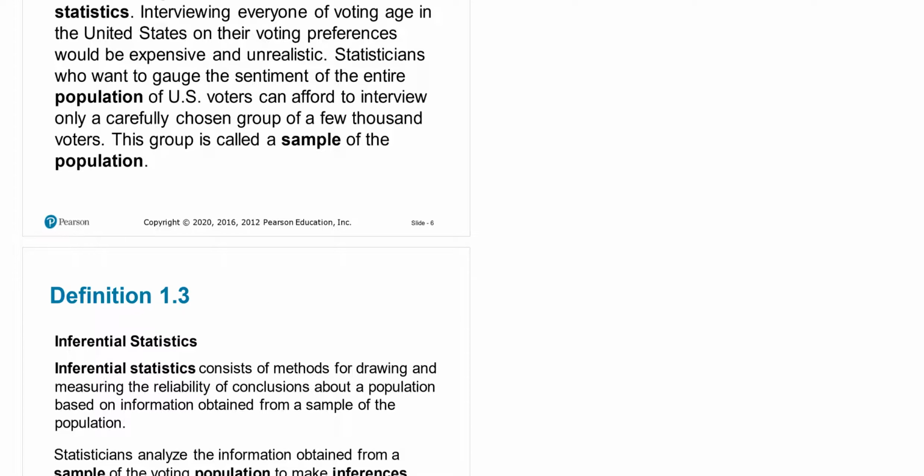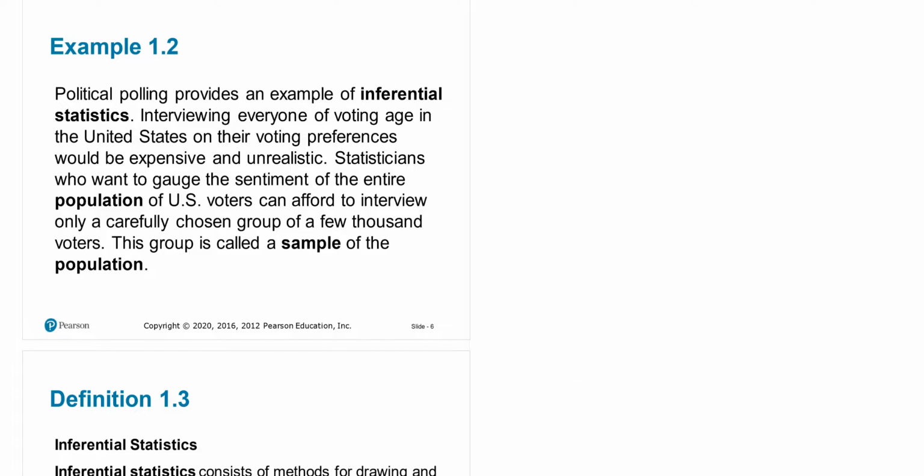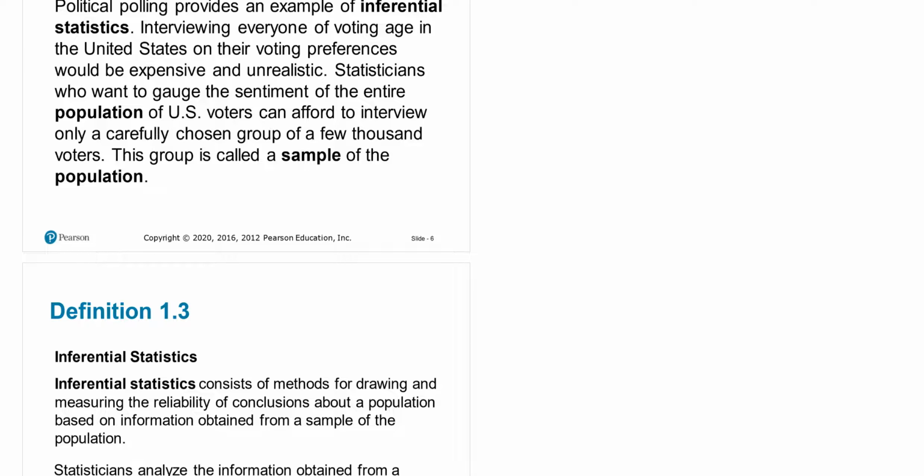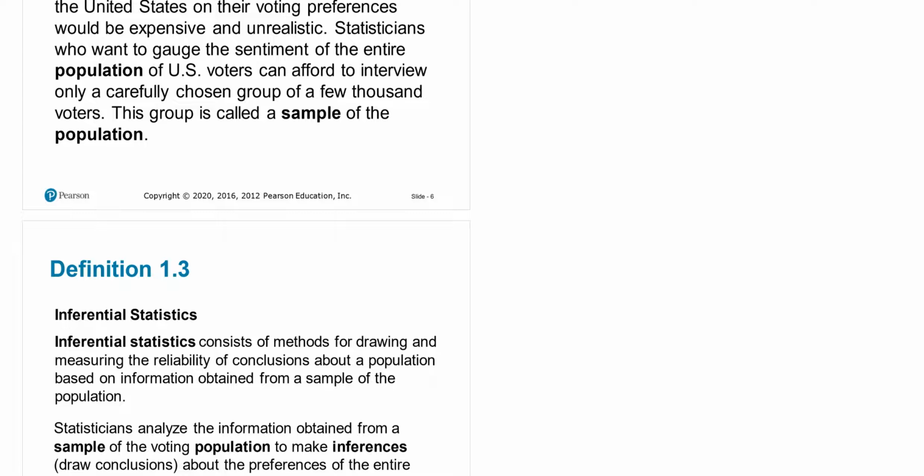Now the next part is the next kind of statistics, called inferential statistics. What is inferential statistics about? Well, remember the definition of statistics: you collect, organize, study the data, analyze it, and then at the end, you draw conclusions. So inferential statistics is basically using the sample data to make an inference, or draw a conclusion, about the entire population. It consists of methods for drawing and measuring the reliability of conclusions about a population, based on the information you can obtain from the sample that is coming from that exact population. It has to come from the same population, not any random population. And it has more applications in later sections. We will talk more about this.